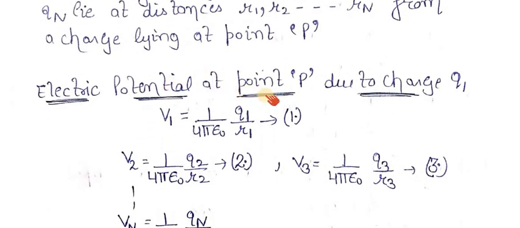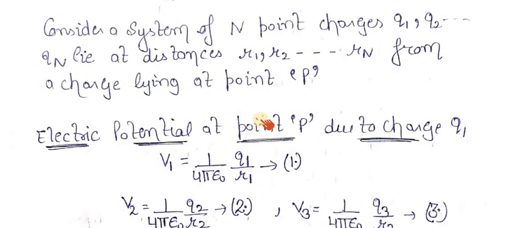Electric potential at a point P due to charge Q1, V1, is KQ by R, as we already derived the formula of potential in our first lecture. So that is 1 by 4 pi epsilon naught Q1 divided by R1, right? I name it as equation 1. Now V2 is the electric potential at point P, but this is due to the second charge. Please remember the radius and charge will differ. This potential is due to charge Q2 and the distance will also vary.